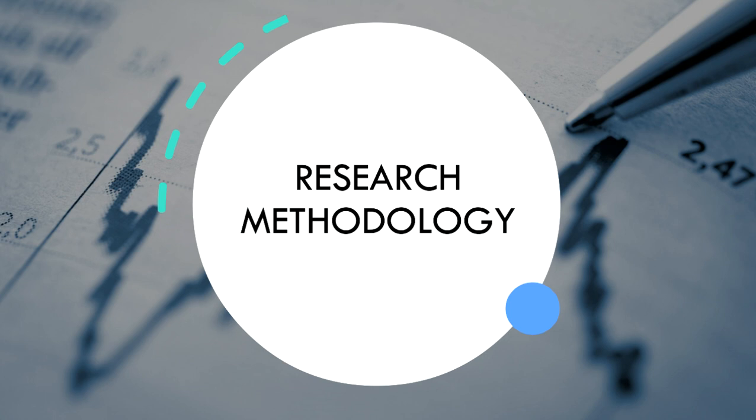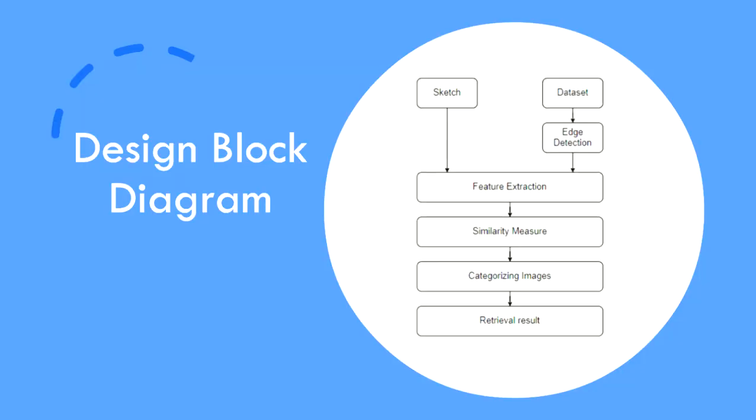So we move on to the research methodology. This is the design block diagram that explains how the system flows. The first step: we input the sketch, and the sketch goes straight to the feature extraction, where the descriptor is placed. And then from the dataset, the descriptor will do some edge detection before it is processed with the sketch image that we put in just now.